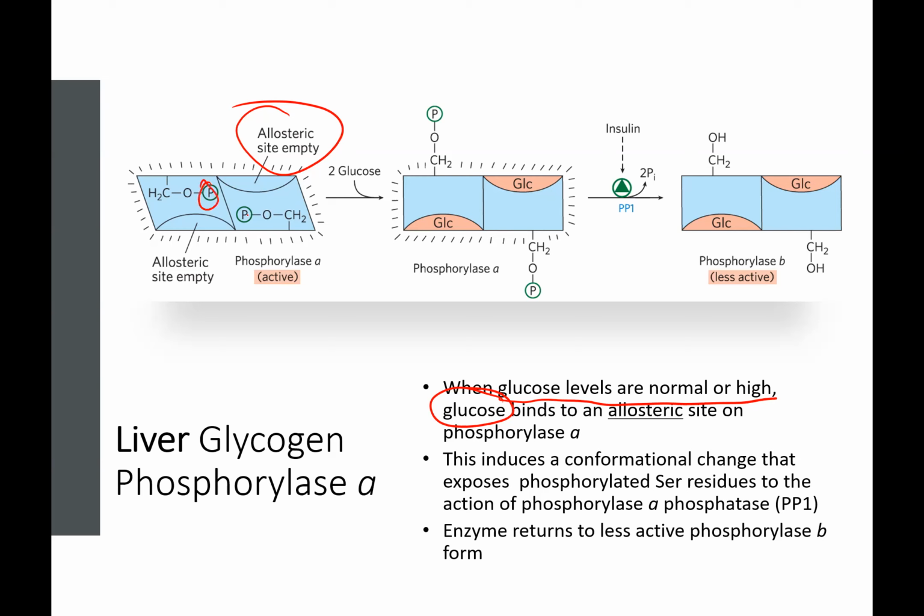Notice these two little phosphorylations here, right? This being an allosteric situation, it changes the conformation of the enzyme and exposes these phosphorylated serine residues to the action of the phosphatase, okay? Which is the dephosphorylator. Also notice, remember how I said before that insulin activates dephosphorylation, so it inhibits the activity of phosphorylase? We see that more clearly here.